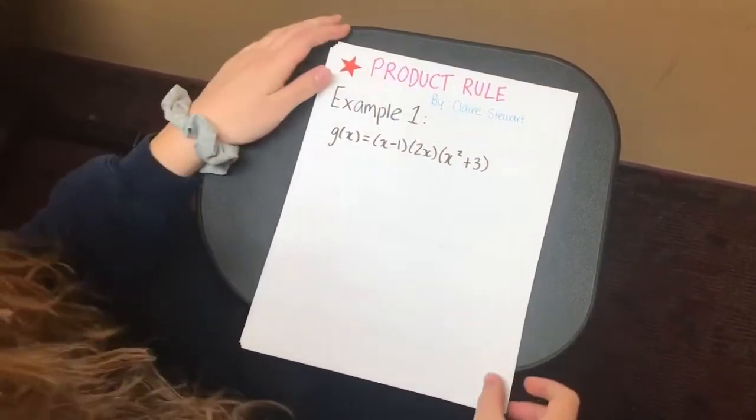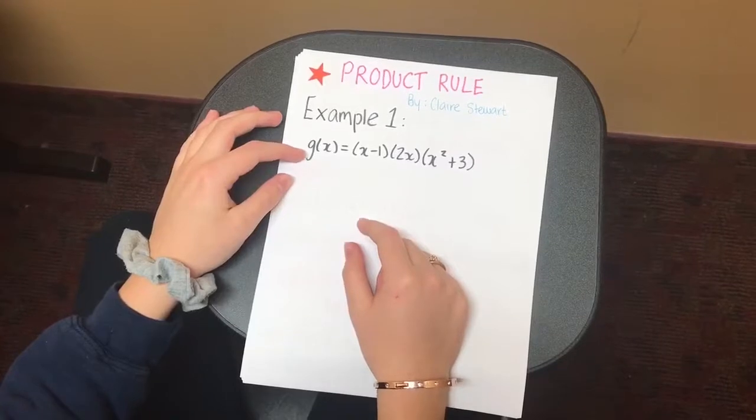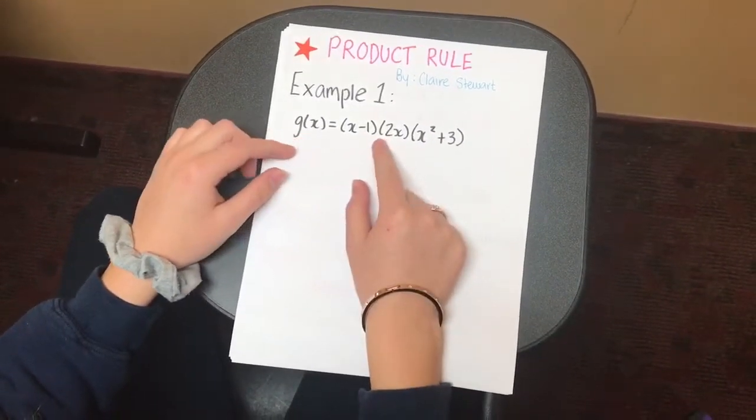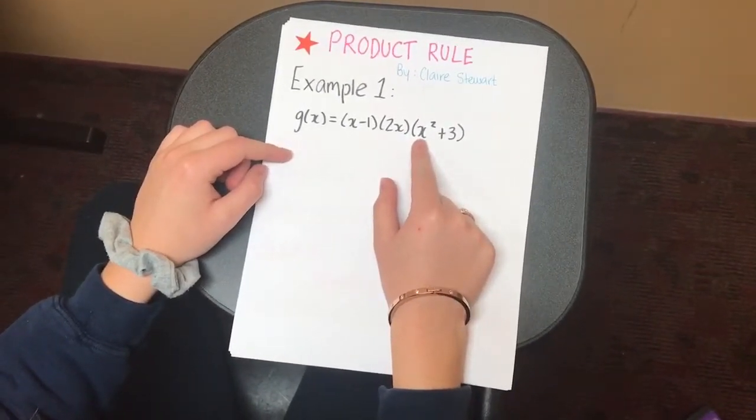Okay, so I'm doing the product rule, and the first example that I'll be starting off with is g at x equals x minus 1 bracket times 2x bracket times x to the power of 2 plus 3.